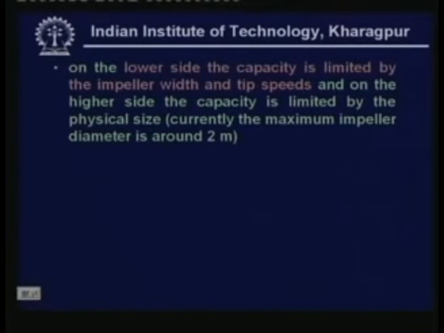And what is the limitation on this, I have already explained, but let me once again repeat. What is the limitation on the lower side of the capacity, and what is the limitation on the higher side of the capacity? On the lower side the capacity is limited by the impeller width and tip speeds, and on the higher side the capacity is limited by the physical size. Okay, these two constraints put a limit on the available capacities of the commercial systems.